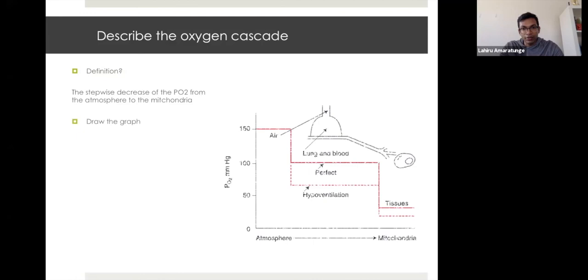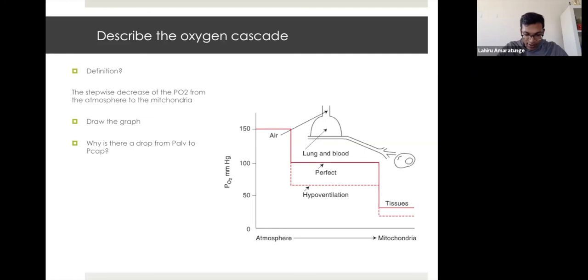Oops, there it is. I really should have altered these slides a little bit. I want you guys to answer these questions. I want you to explain each of the steps of the oxygen cascade. So take a couple of minutes to do that. Pretty much draw the graph, explain why there is a drop from each step to the next, and then I'll come back and ask someone in a couple of minutes. The graph you've got there.